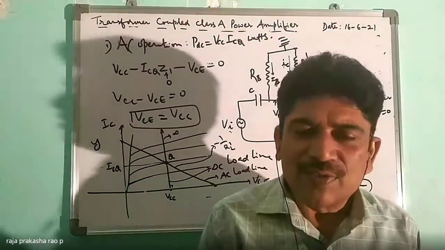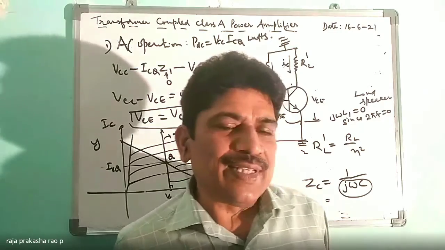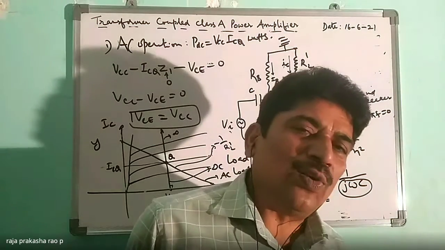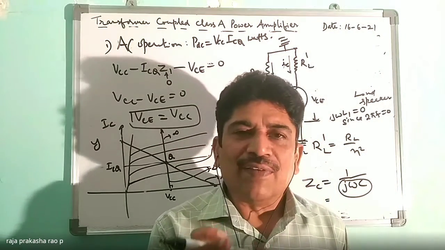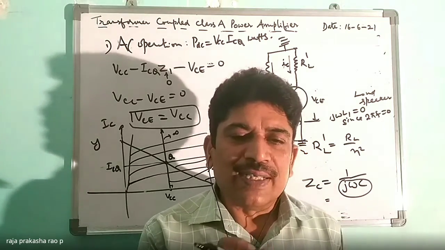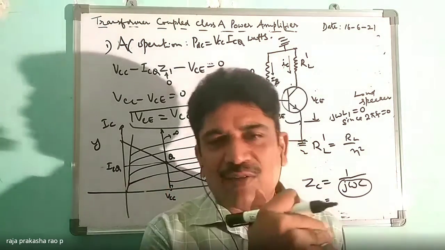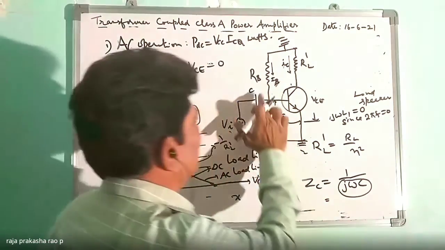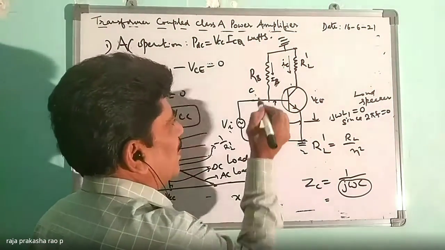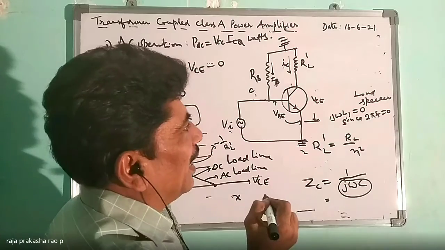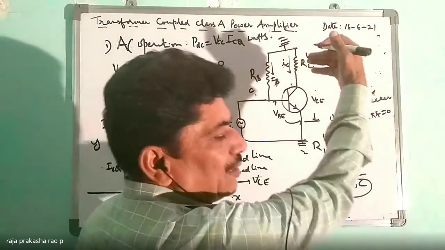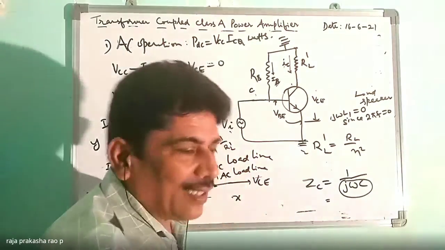In AC there is frequency. So frequency multiplied by 2 pi into C. So the denominator value will be more, so it is assumed to be infinite. So the capacitors are short circuited in the AC analysis. So this will be short circuited. Okay, and then this is removed. Then the circuit will reduce to this.